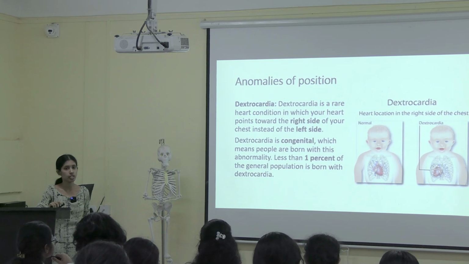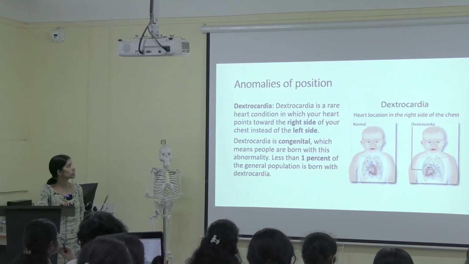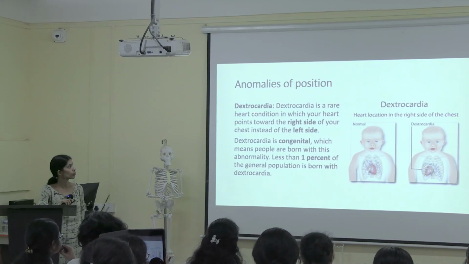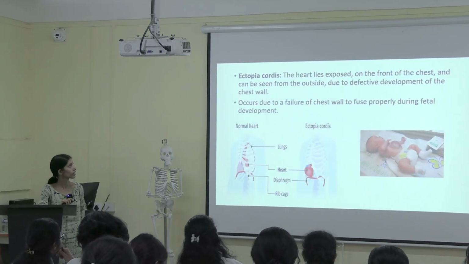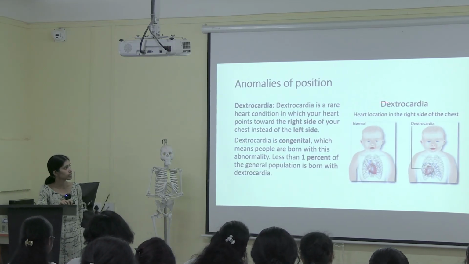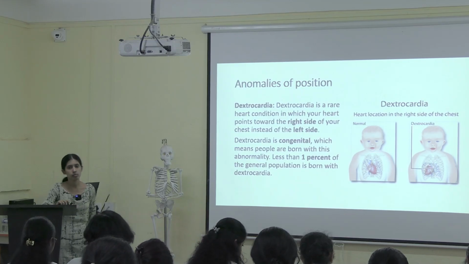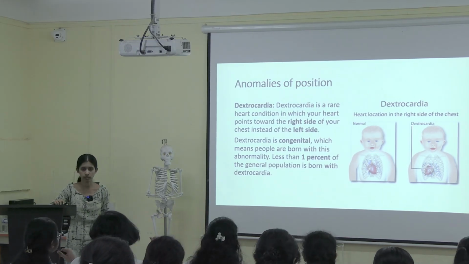Based on the position of the heart, we have 2 important anomalies. One is Dextrocardia and the other one is Ectopia Cordis. Okay. So what is Dextrocardia? Seeing this picture, can you define it? What is Dextrocardia? Yes, right.